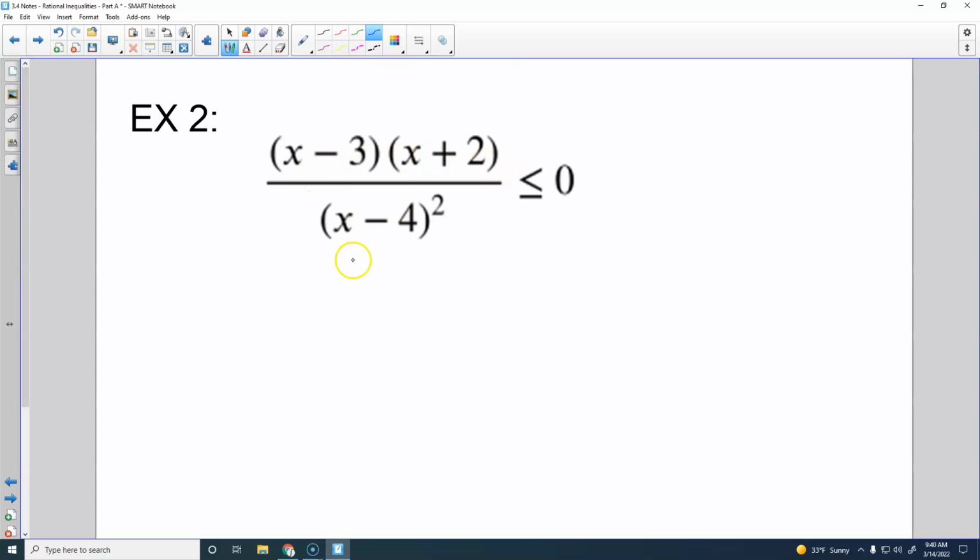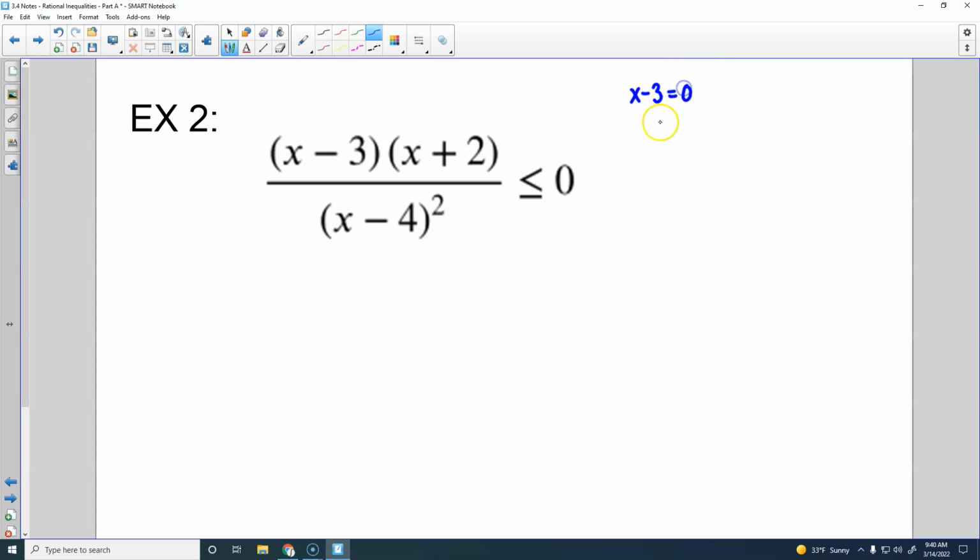The first thing we want to do, thankfully, everything's already moved to one side. Everything already has a common denominator, and it's already even factored for us, right? Sometimes we might have to factor these, but this one is factored for us. So we're just going to take each factor and set it equal to 0.